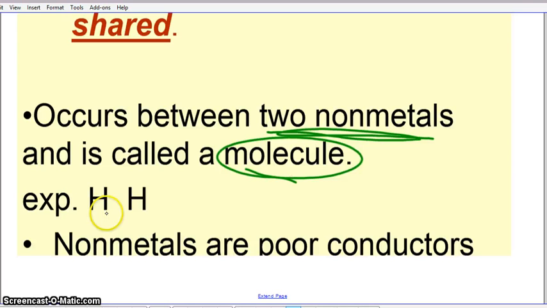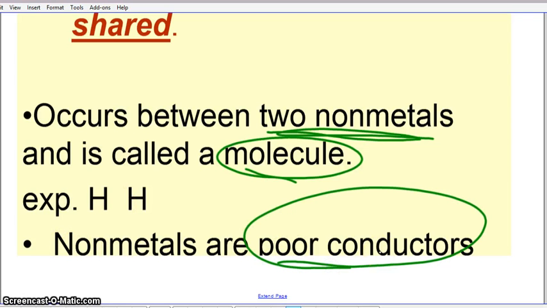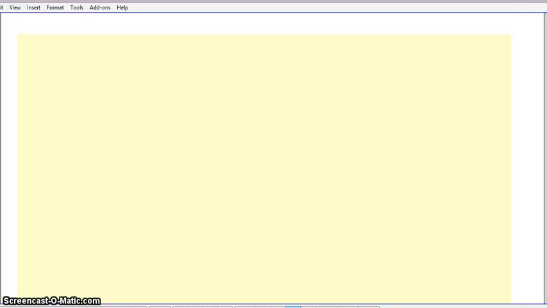So for example, H and H. The other thing I wanted to point out, these are terrible conductors. Poor conductors, great insulators. When we talk about a covalent bond, it means that the electrons are shared. There's no taking, there's no giving. They're just sharing because they're besties and they want everybody to be happy.